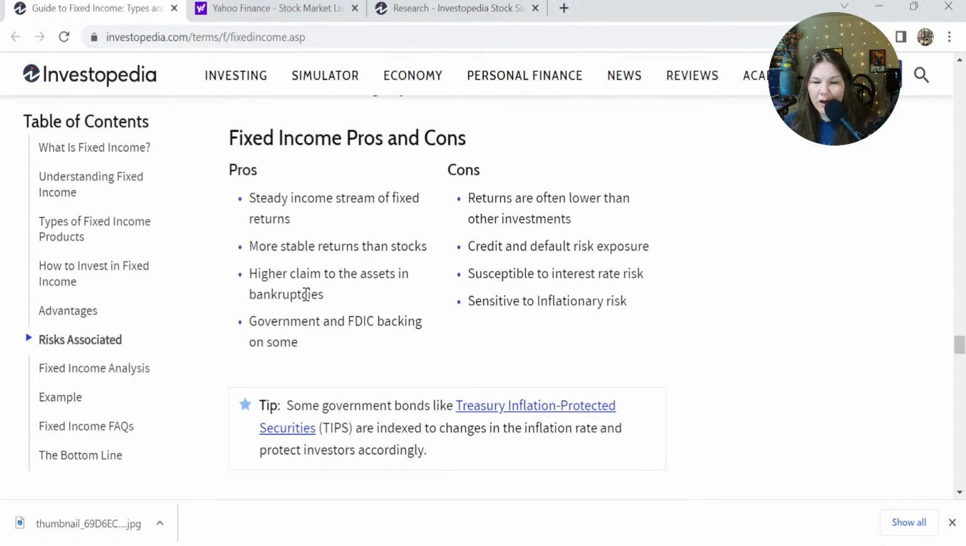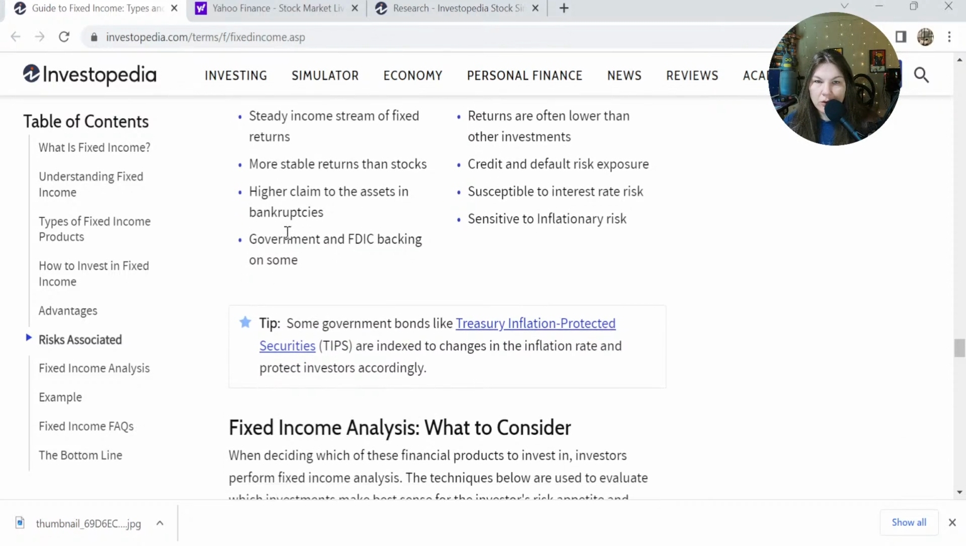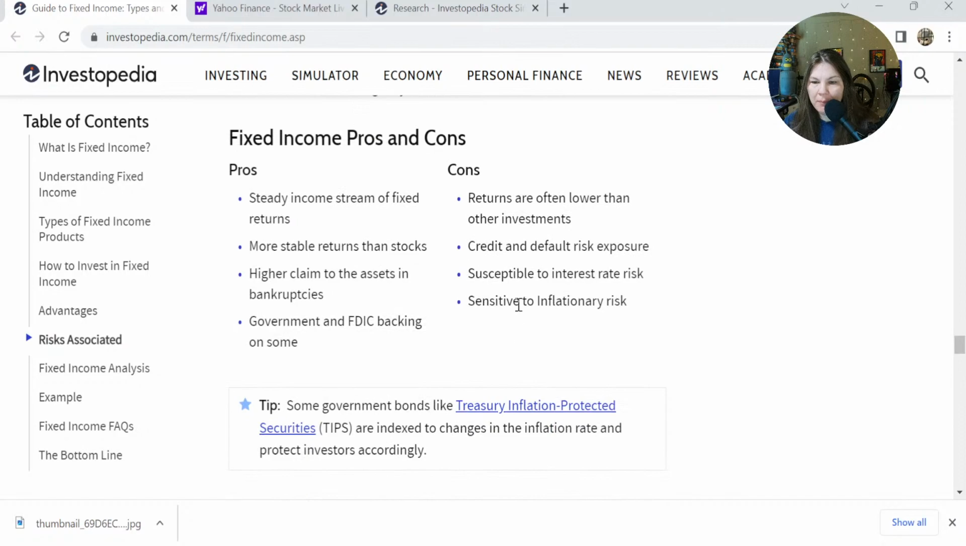So, the pros and cons. Pros: steady income stream of fixed returns, more stable returns than stocks, a higher claim to the assets in bankruptcy, so that you can get your money back before shareholders. That's what that means. Government and FDIC backing on some of them. Cons: returns are often lower than other investments, credit and default risk exposure, and susceptible to interest rate risk and sensitive to inflationary risks.